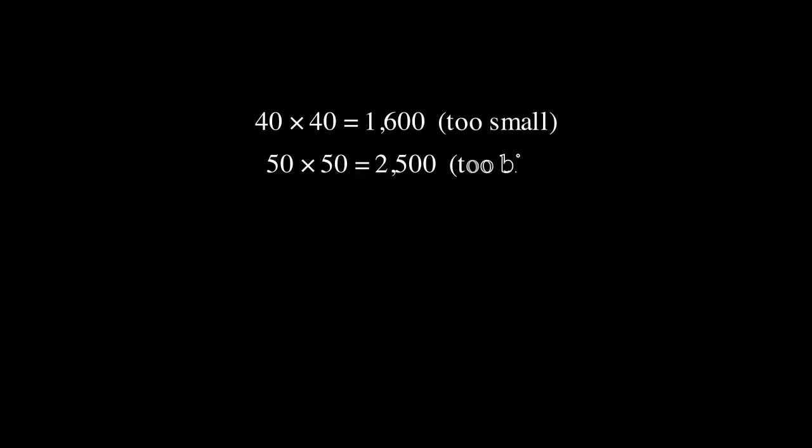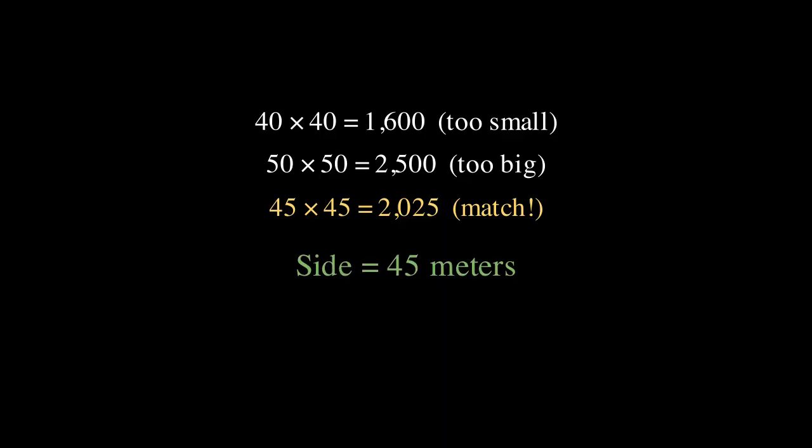40 times 40 is 1,600, too small. 50 times 50 is 2,500, too big, so it's between 40 and 50. The target ends in 5, and only numbers ending in 5 give a square ending in 5. Let's test 45. 45 times 45 is 2,025, an exact match. So each side of the field is 45 meters long.